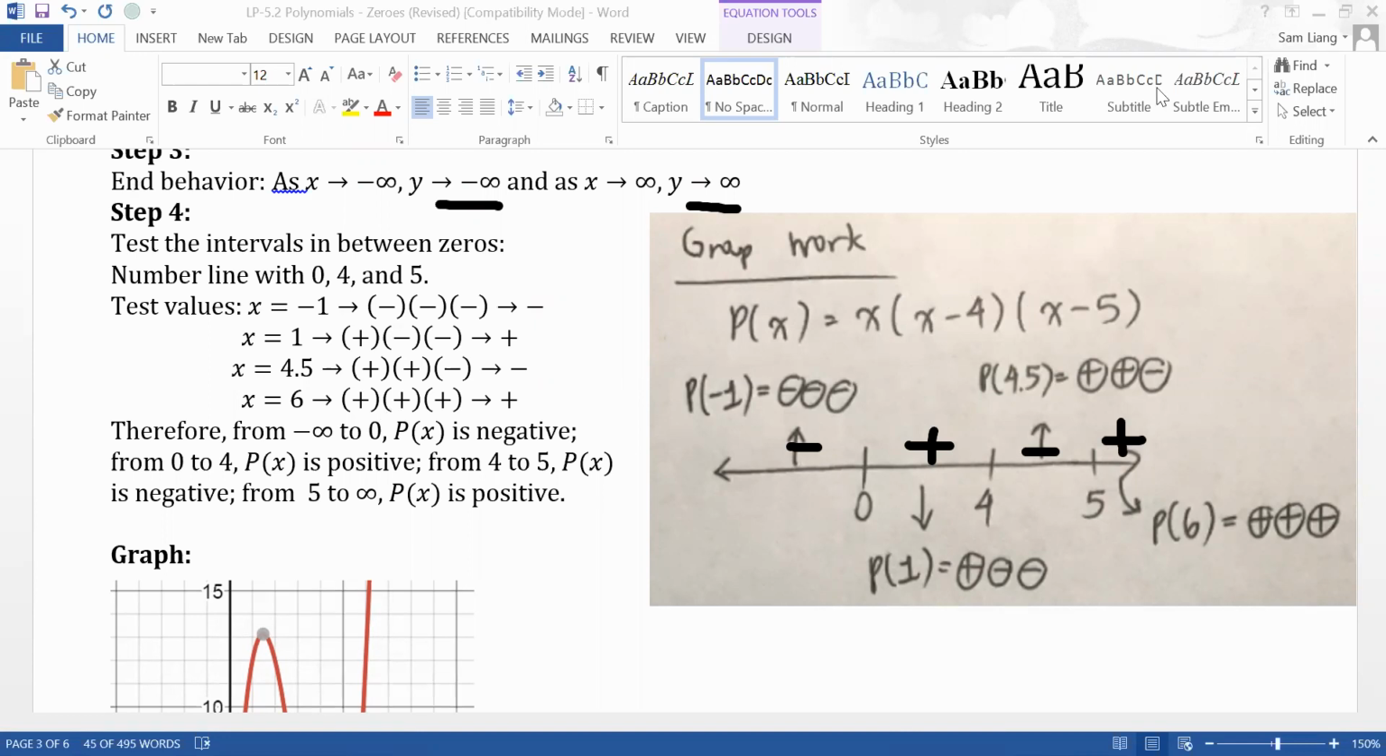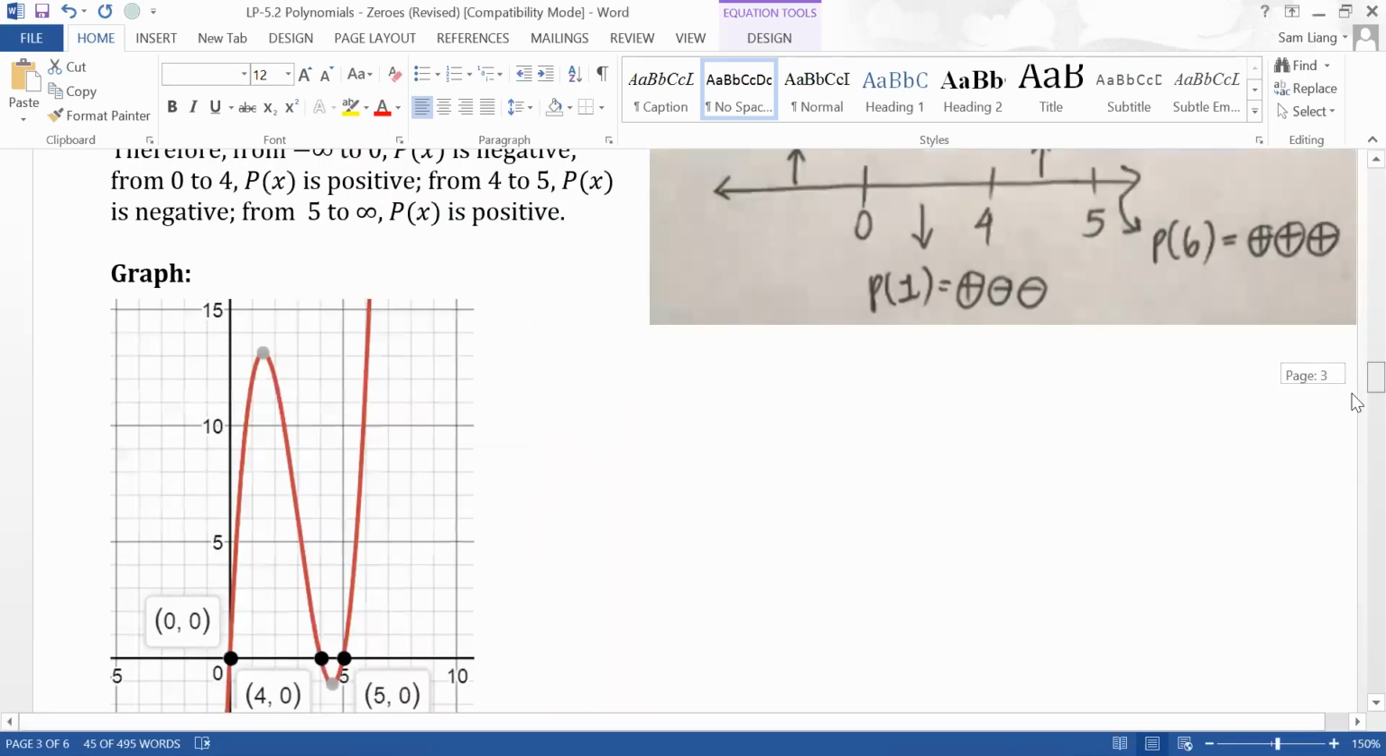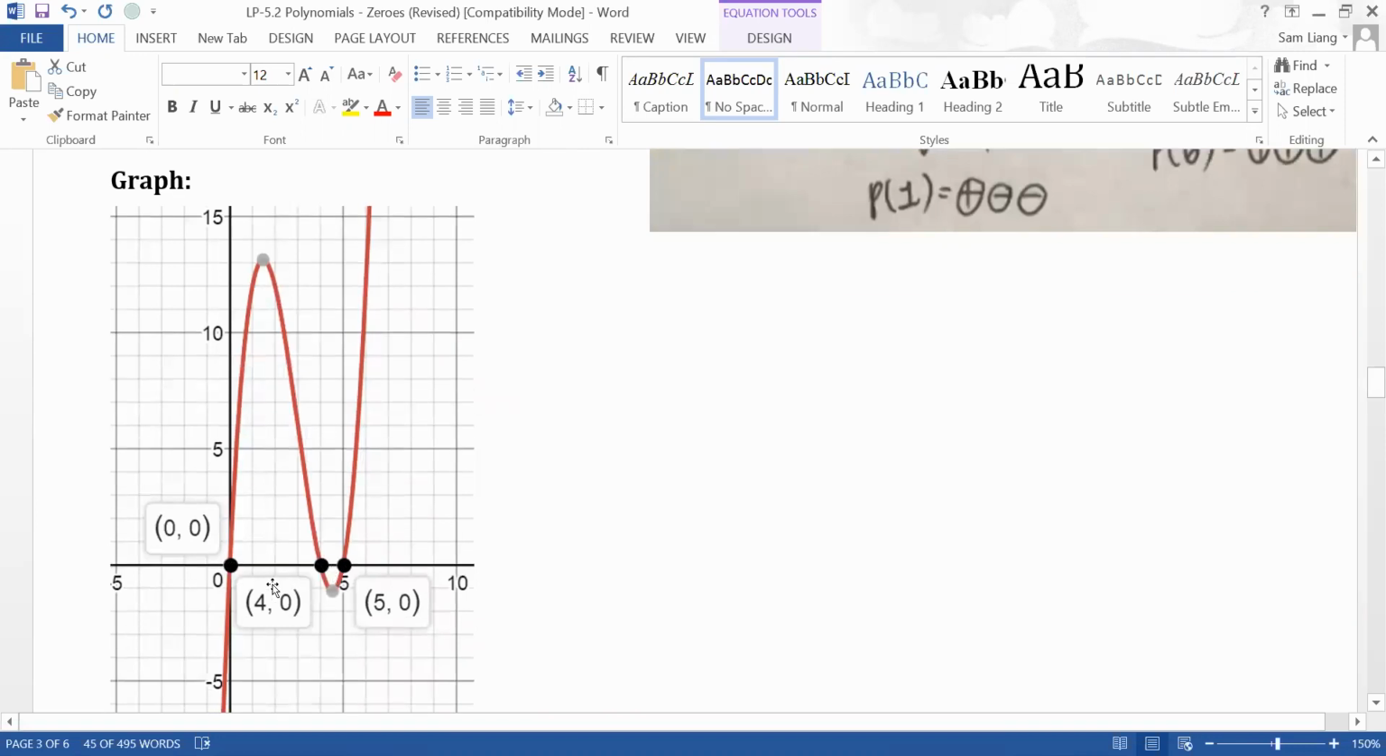And then let me clear this. So first thing I would do is plot the x-intercepts, 0, 4, and 5. And then remember it was negative, positive, negative, positive. And you'll see that it'll be this shape. Now, of course, you can have this local maximum here. Since this is a sketch, I don't expect you to calculate that. So for your sketch, you can also have it like here, for example, right? You don't have to have it precisely at this maximum.